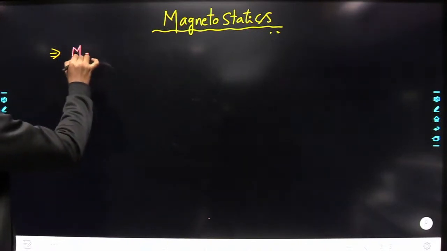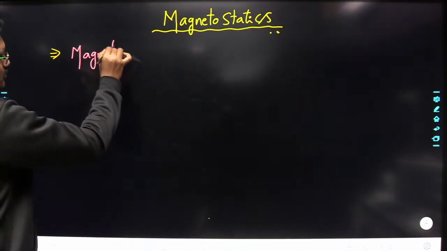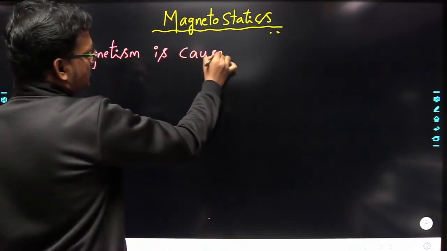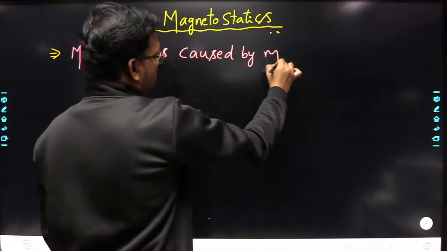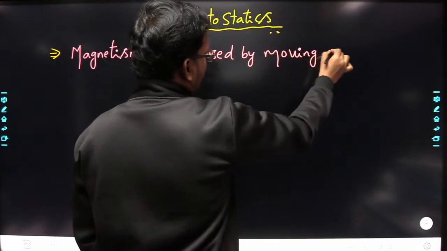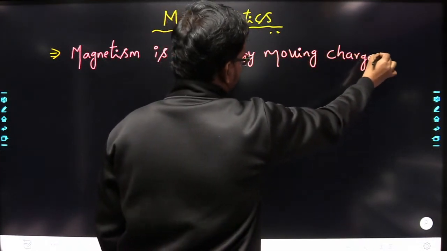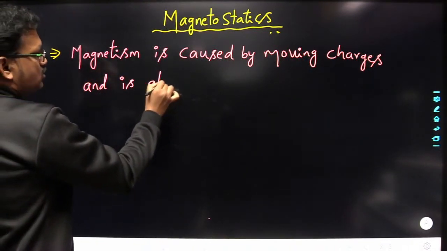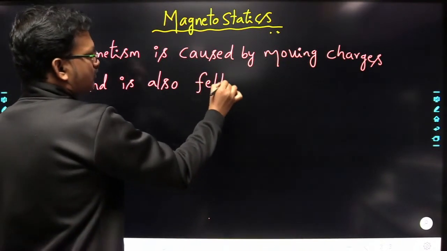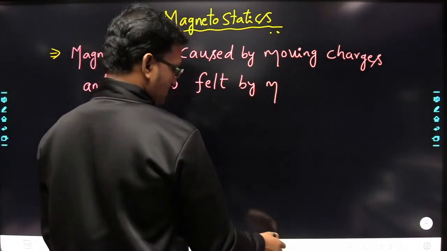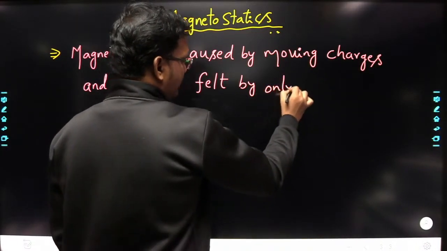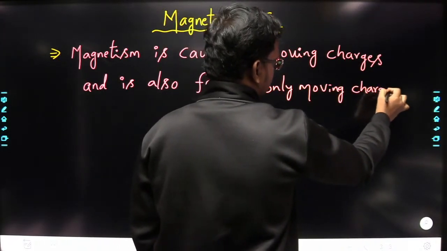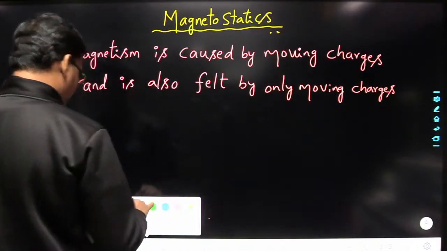Magnetism is caused by moving charges and is also felt by only moving charges. This statement is very important here.